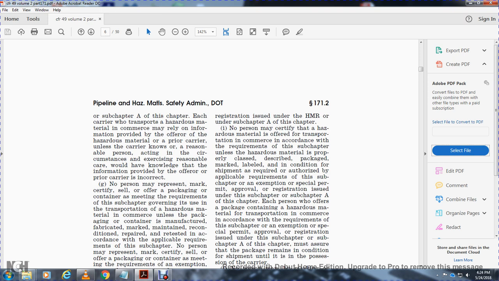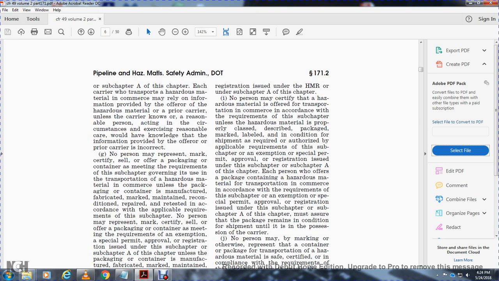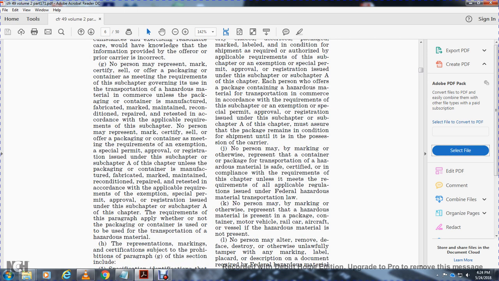Each person who offers a package containing hazardous material for transportation in commerce according to the requirements of the subchapter, exemption, special permit, approval, or registration under the subchapter and subchapter A of this chapter must ensure that the package remains in condition for shipment until it is in the possession of the carrier. No person may mark or otherwise represent a container or package as safe for transportation of hazardous material, or certify that it is compliant with the requirements of this chapter and meets the applicable regulations issued under the hazardous materials transportation law.